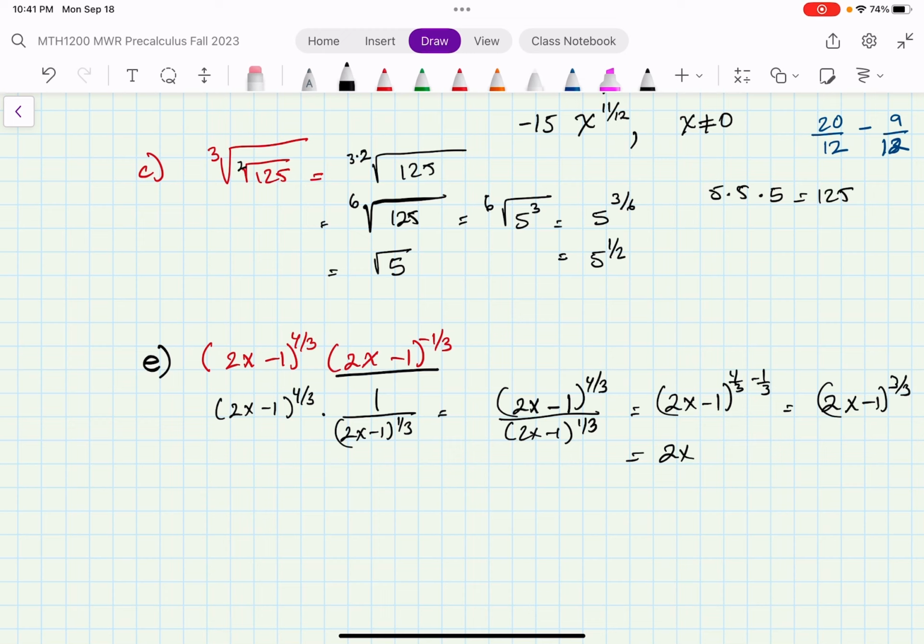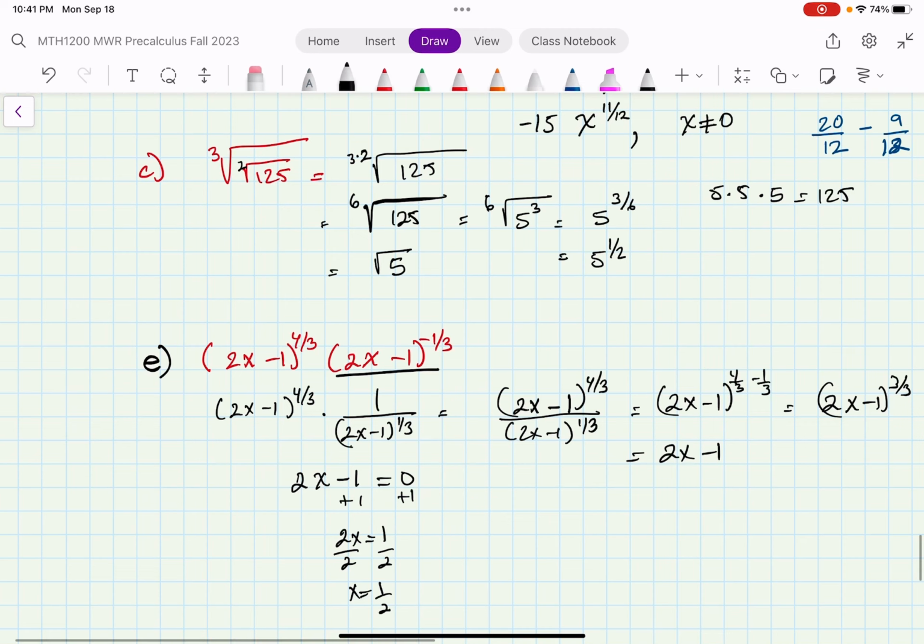So I just have 2x minus 1 as my answer, but I also have to double check when the denominator equals 0, right? Because the function cannot exist there, and the way that I do that is I take the denominator and set it equal to 0, so 2x minus 1 equals 0, and I solve for x. So plus 1 on both sides, that gives me 2x is equal to 1, divide both sides by 2, that gives me x is equal to 1/2. So it's saying this function is 2x minus 1 everywhere except where x is equal to 1/2. So x cannot be equal to 1/2, okay?